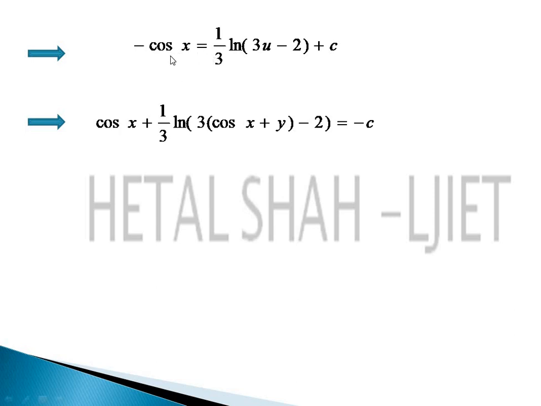Here if we keep this minus cos x on the right hand side, this minus cos x converts into plus cos x. 1 by 3 log(3u minus 2), where u is cos(x plus y), and we keep this constant on the left hand side, that is minus c. So this is our final solution.